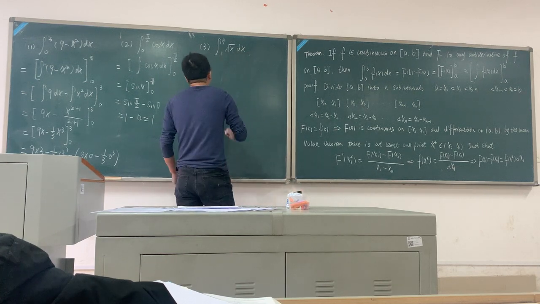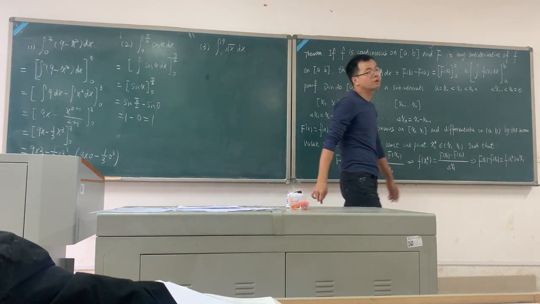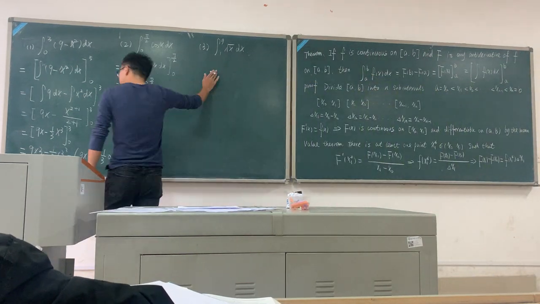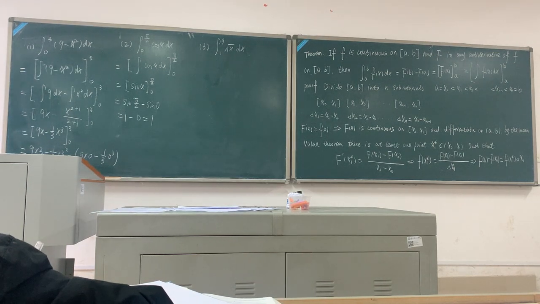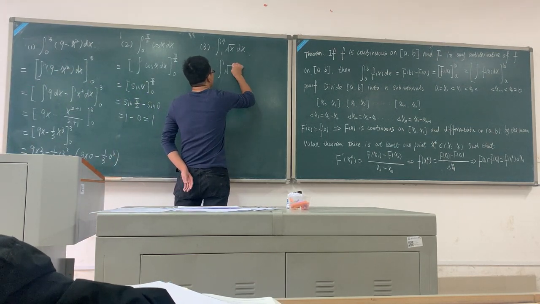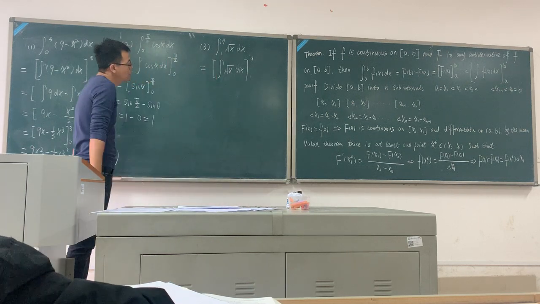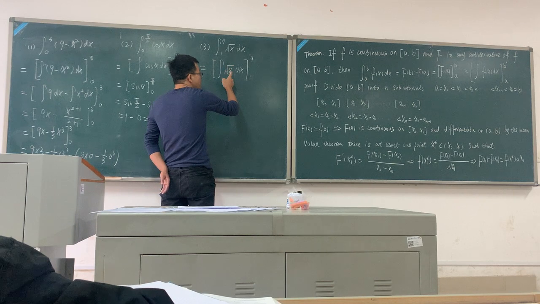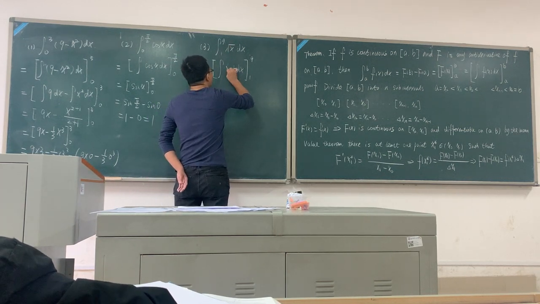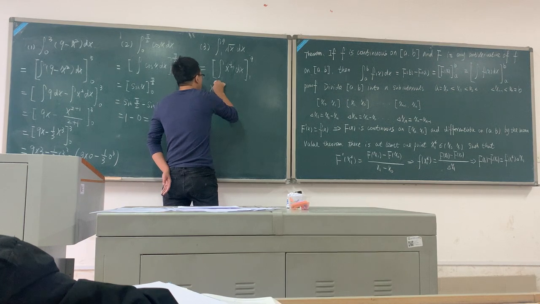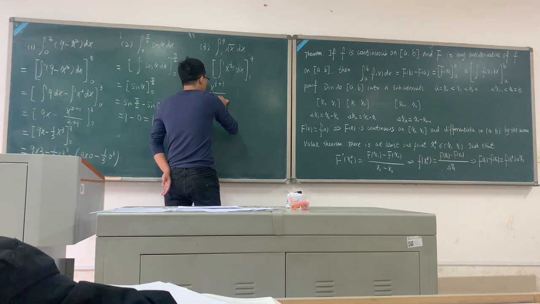Now we can see number 3. It is the same. The first is equal to the antiderivative of the square root of x dx, evaluated at 9 minus evaluated at 1. The antiderivative of the square root of x, which is x to the 1/2 power, is x to the 1/2 plus 1 divided by 1/2 plus 1.